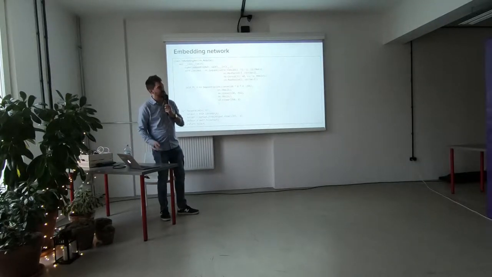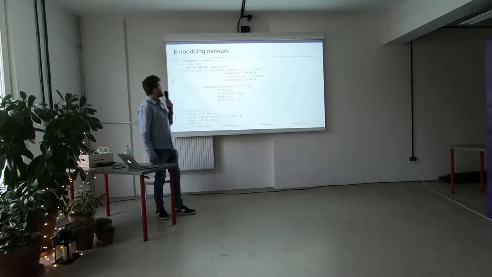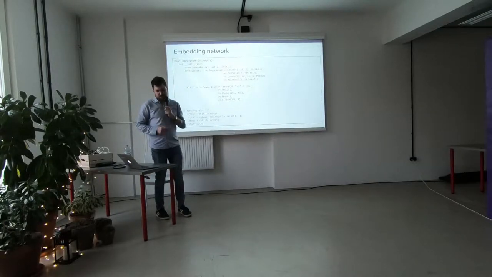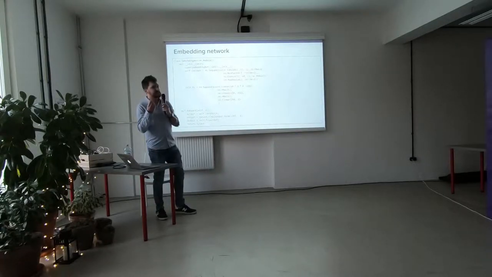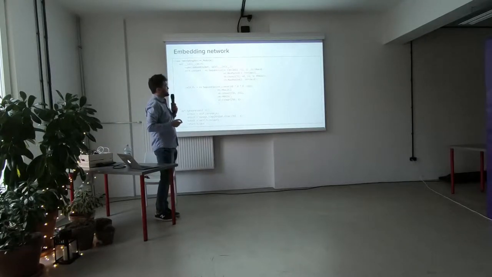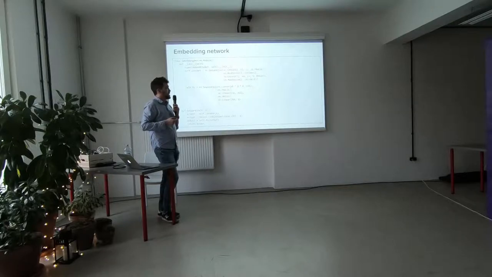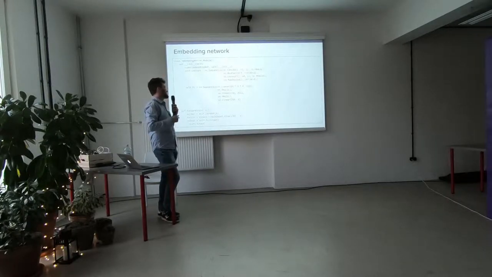Well, not that Siamese is a very crazy idea, but this is how it's implemented. On this slide you can see one piece of this, which is this embedded network, this f of x that I was talking about. As an example, it's implemented as a simple convolutional neural network, with just two convolutional layers and a couple of fully connected layers at the end.